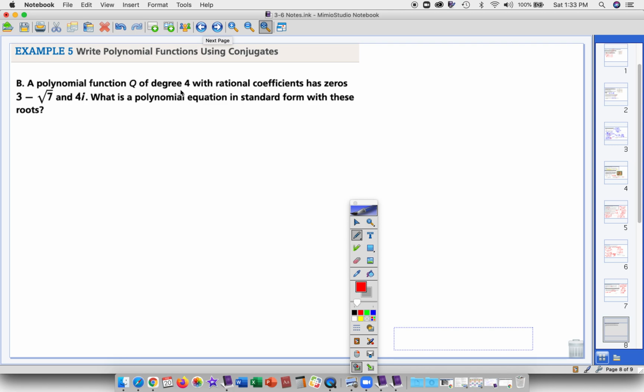So it's degree 4, rational coefficients. So when I see that word rational and I know it's degree 4, I know I need 4 roots, and I know from the fact that it's rational that the conjugates have to be roots as well. So this tells me that 3 plus root 7 is a zero, and if 4i is a solution, the conjugate of 4i is negative 4i. Remember, they have that form a plus bi. In this case, a is 0, so the conjugate of positive bi is negative bi.